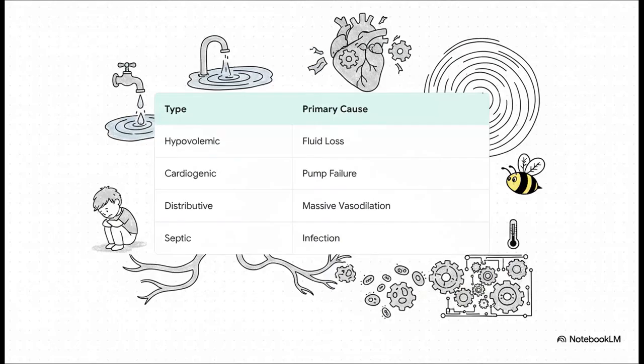Now, shock isn't just one thing. We have to classify it to treat it properly. As you can see in the table, the main types in kids are hypovolemic, from losing fluid, like with bad diarrhea; cardiogenic, which is pump failure; distributive, where the blood vessels get superdilated, like in anaphylaxis; and septic shock, which is often a messy combination of a few types.